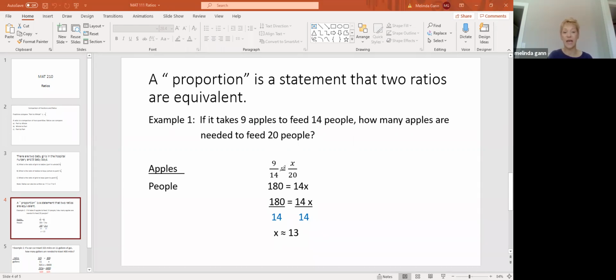That's got to be the same as, now why did the 20 go on the bottom? Because look, 20 was our people. And I decided I was going to put people on the bottom. So if you put people on the bottom on the left side, you got to put people on the bottom on the right side. And then I didn't have anything up here. So when I don't know something, remember, a lot of times I'll put a variable. So you could put A for apples or X or whatever variable you like.